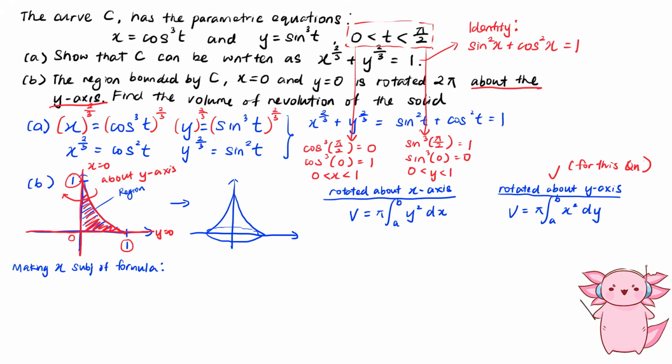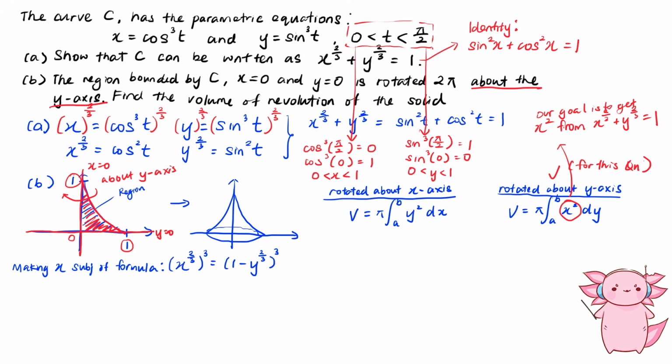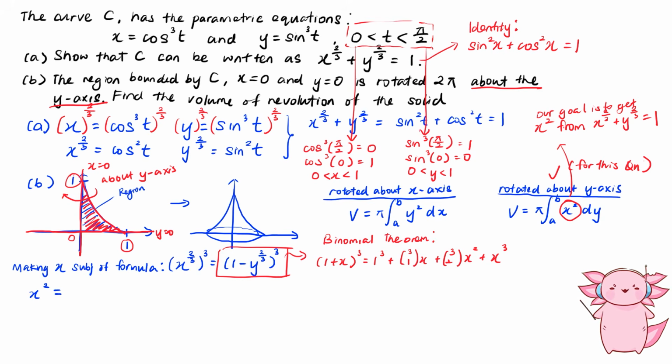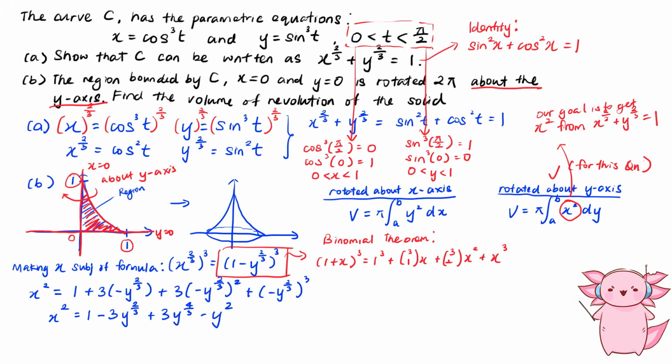Notice that the function in the formula to integrate is squared, so our goal is to get x squared. So let's cube both sides of the equation to get x squared, and now it's time to expand this part here using the binomial theorem. After some algebraic manipulation, we can get something like this, and we are ready to integrate.